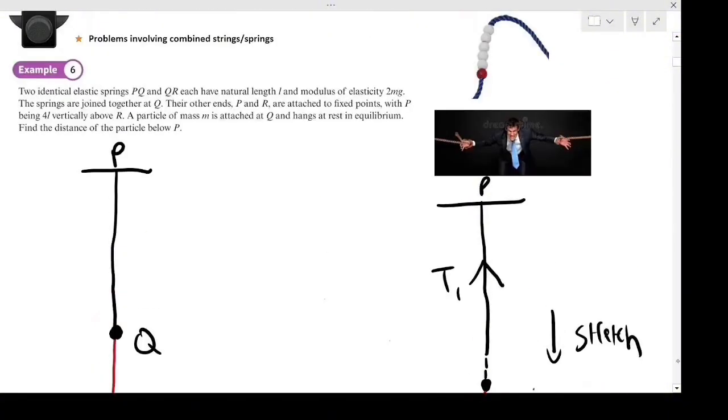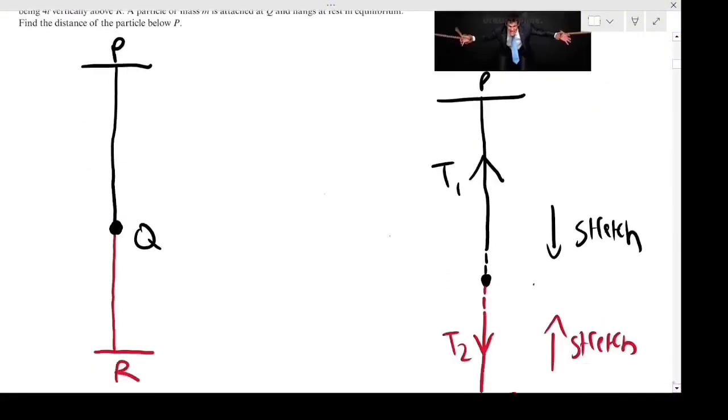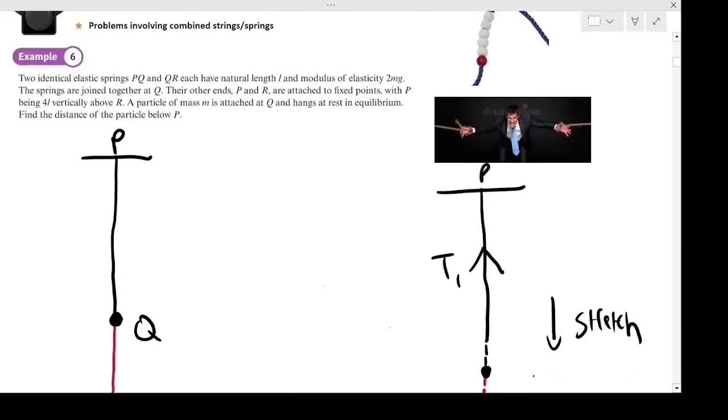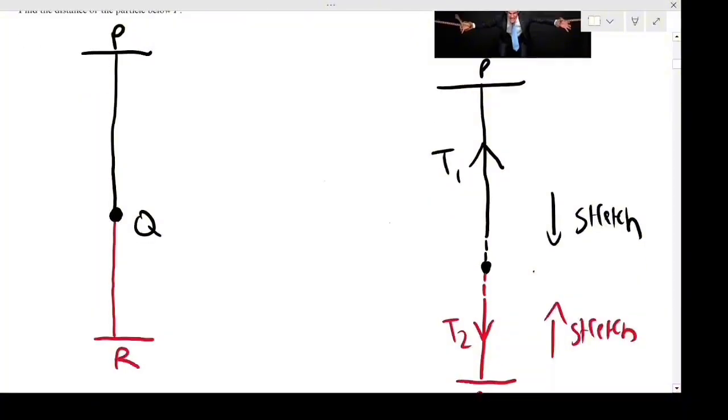Now, the final force is going to do with the weight of the particle. Because we're told the particle has mass m, the weight of it, which will pull it down, is going to be mg. So mg there, and those are all my forces. Hopefully that made sense.